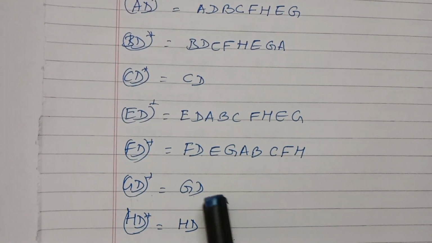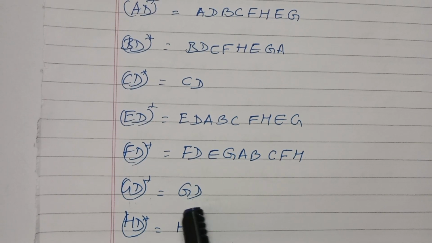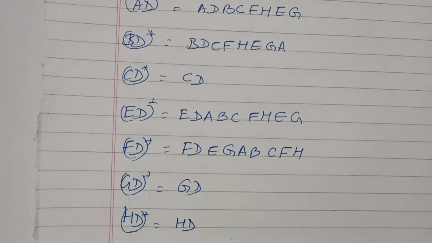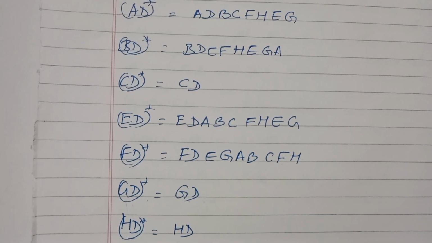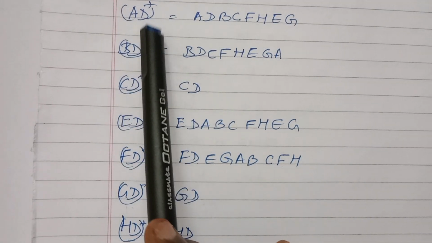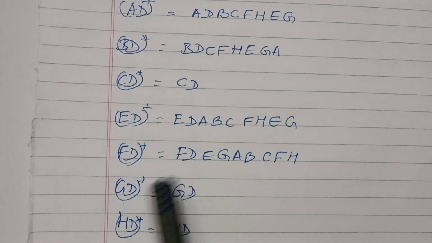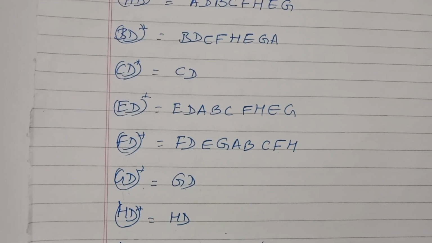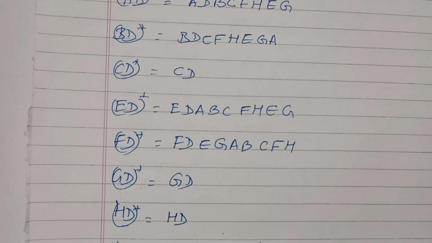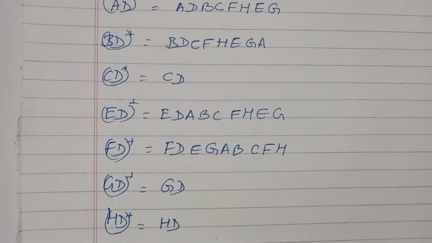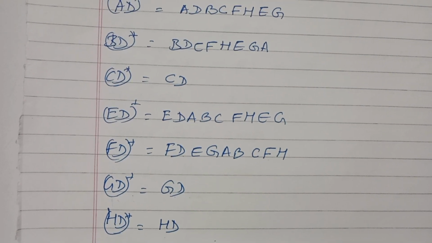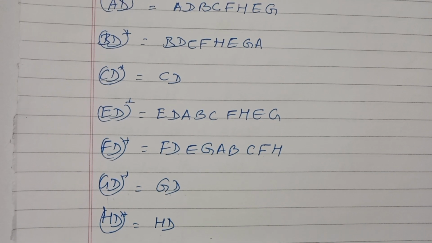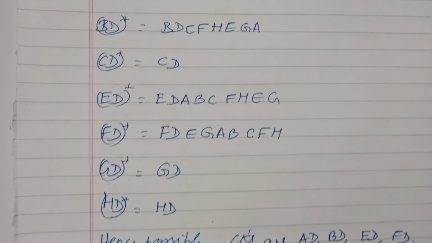The GD closure also cannot derive all the attributes; it's only GD. And HD also cannot derive all the attributes; it's only HD. So what are the possible candidate keys? The candidate keys are AD, BD, ED, and FD. From these you have to check the normal form. So let us see the normal form. When you check the normal form, you first start from BCNF.